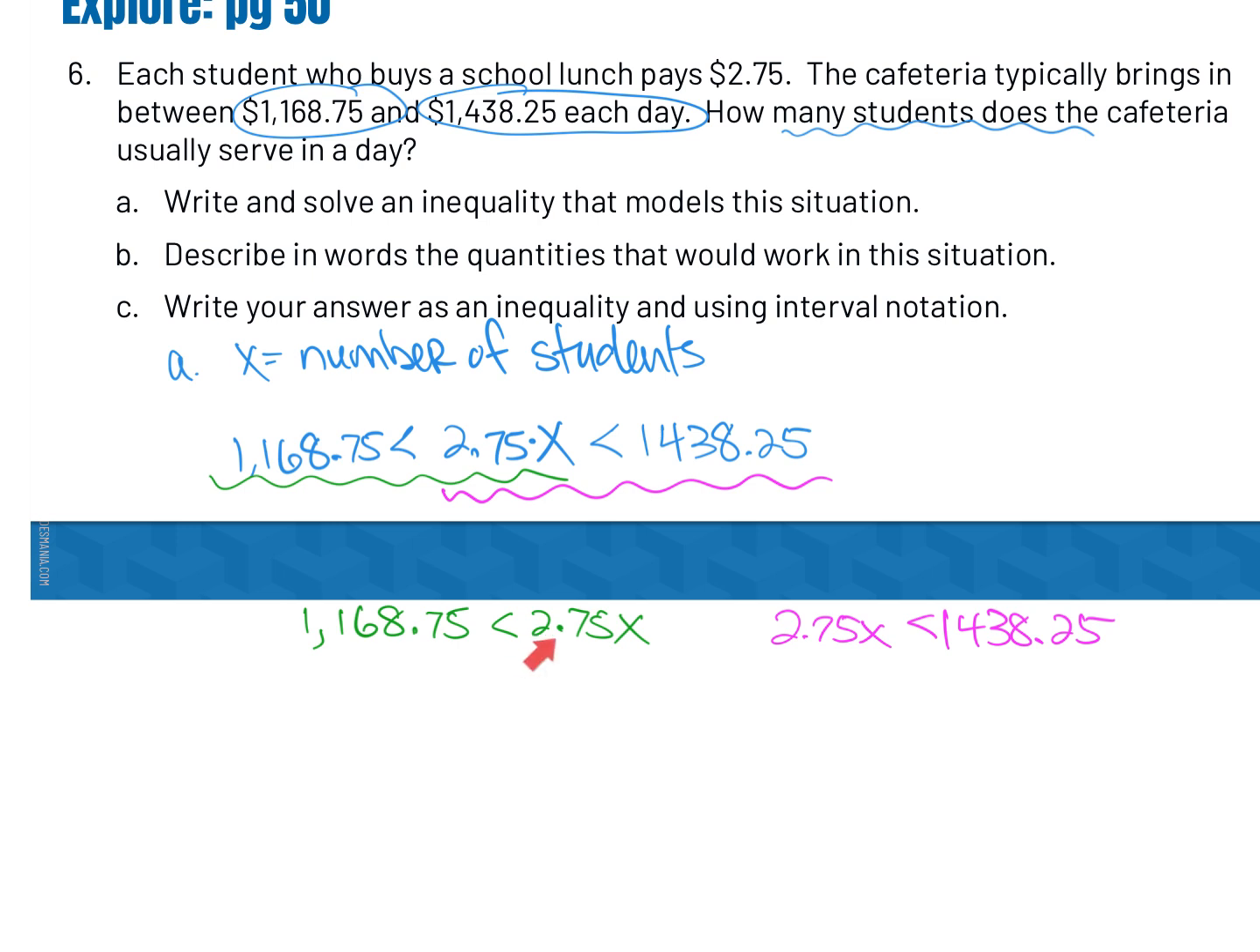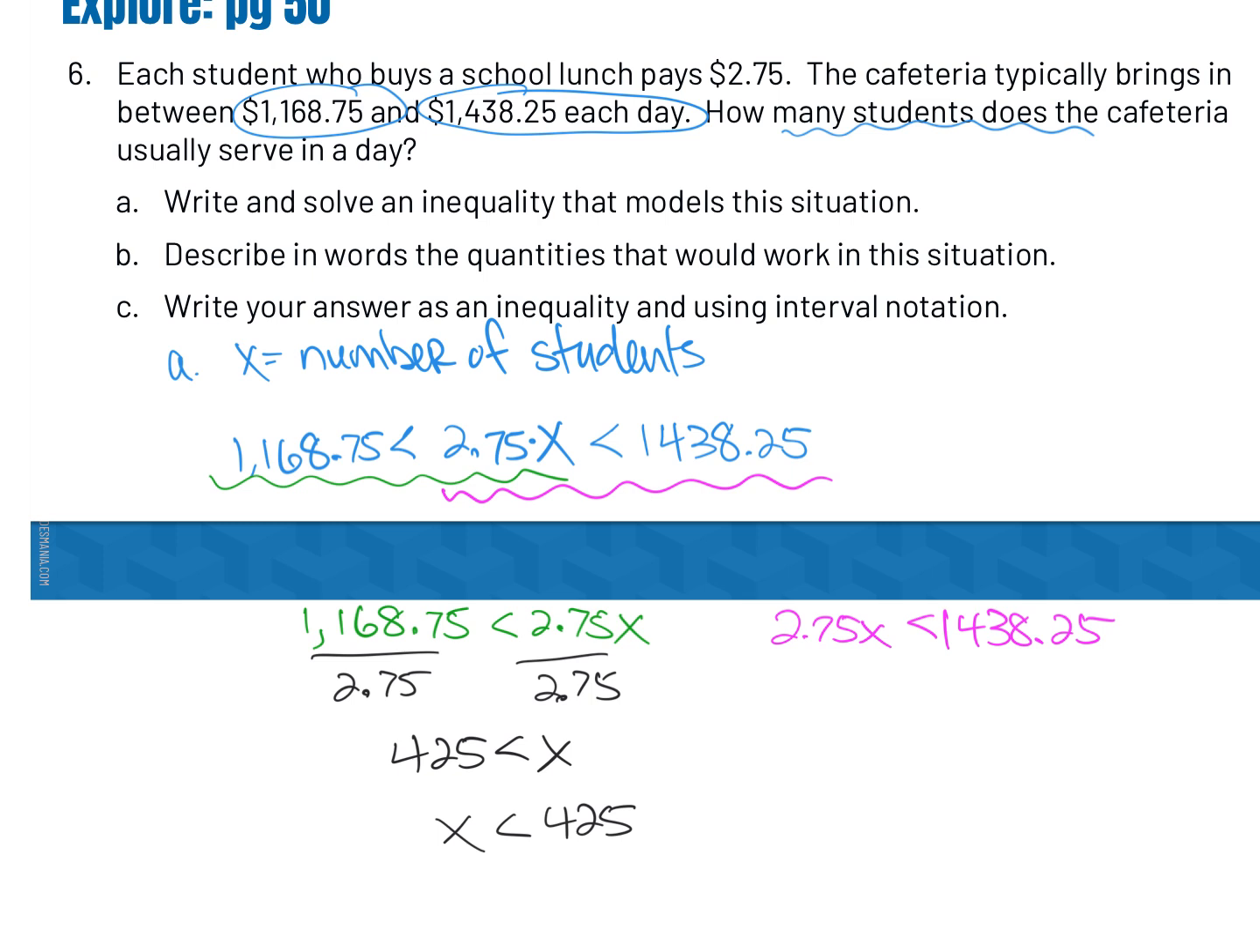All right, let's go ahead and solve this. So we are going to divide by 275 on both sides. 1,168.75 divided by 275, we get 425 less than x. So again, we want the variable on the left-hand side. So we're going to say x is greater than 425.